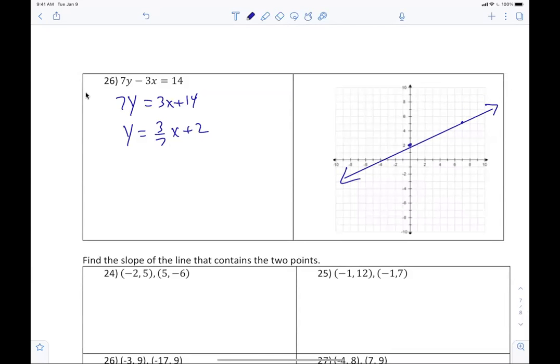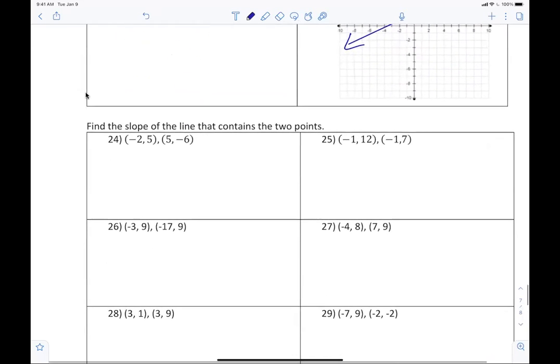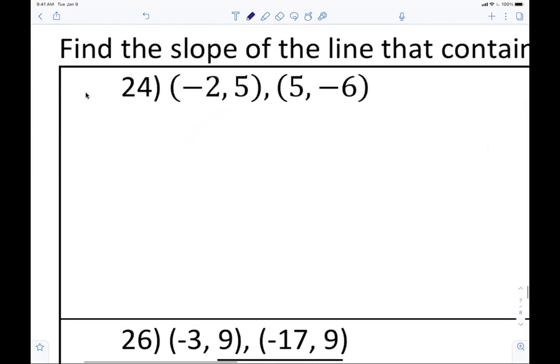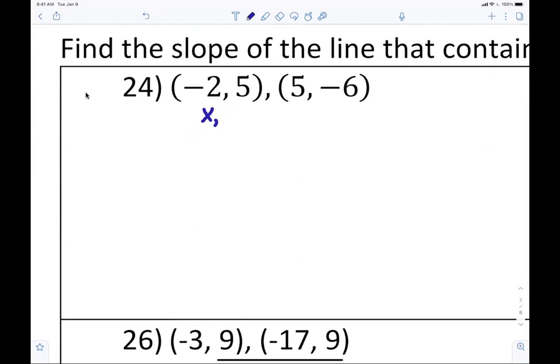All right, anybody have any issues with the graphing? All right, from there, slope of the line, m equals y2 minus y1 over x2 minus x1. Remember, the x1 and the y1 are just letting you know it's the point. So this is considered x1, y1, and this is considered x2, y2. Everybody good with that?